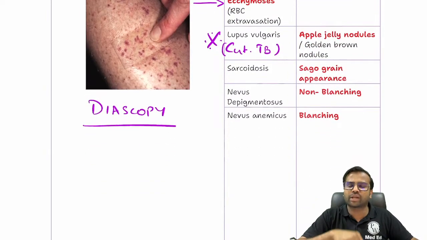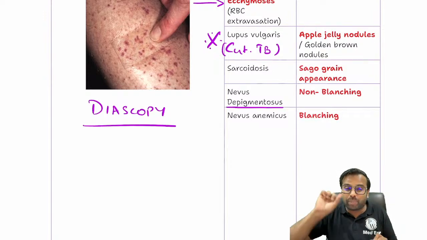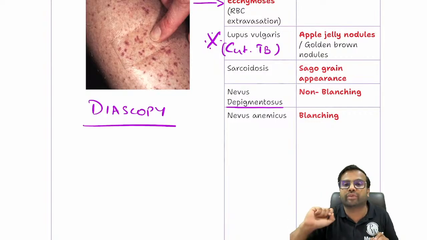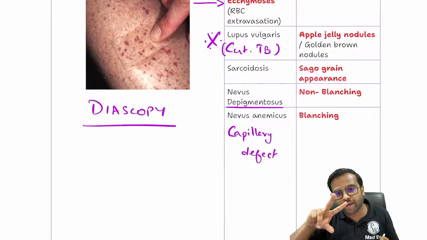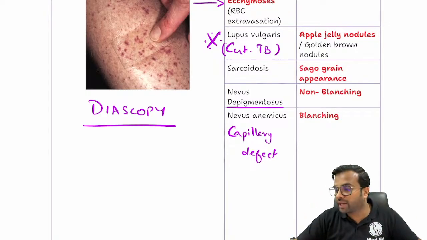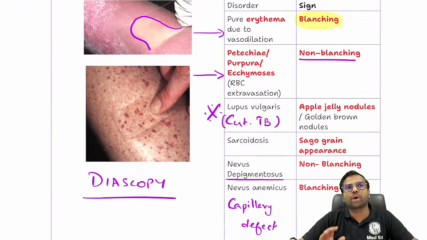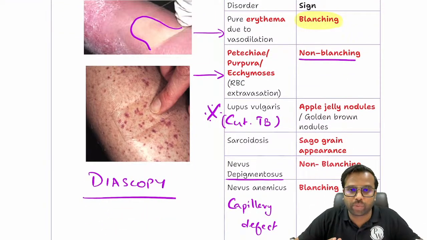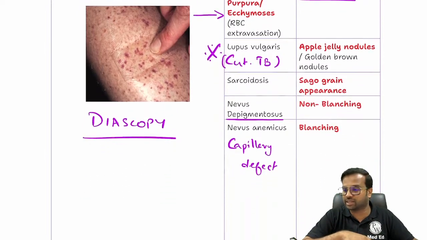And two more diseases that you will learn are nevus depigmentosus and nevus anemicus. Nevus depigmentosus, by the name itself, is a pigmentary defect, hence it will not blanch. Whereas nevus anemicus is a capillary defect, hence again you can find blanching. So if they ask you about investigations, just remember diascopy. This table is more important for you. Please remember all the diascopy findings in this table.